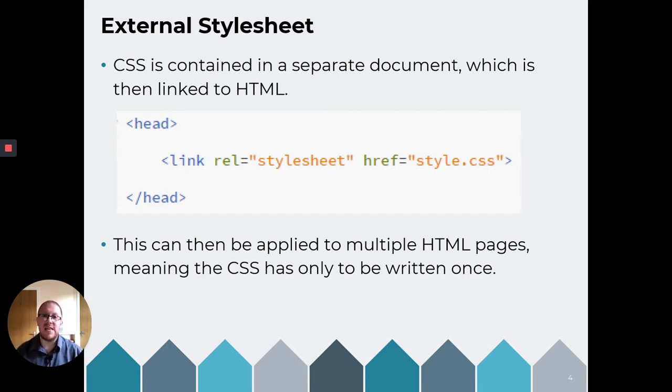and this is where the CSS is contained in a separate document which is then linked to the HTML document, and there's the code on the screen for you. This means that we can have one document with all the CSS that we need for our entire site, and then we can apply it to the pages within our website that we want to use. That means if we want to change our CSS, we've just got to make one change as opposed to changing it on every single page.